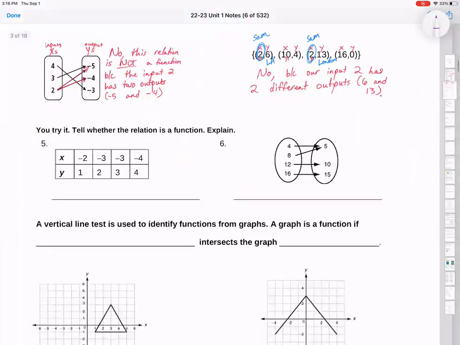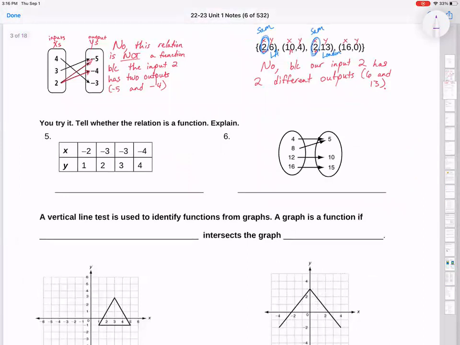All right, what I want you to do now is pause the video, thinking again about people and places. Your X values are your people, and your Y values are your places. Ask yourself, can these people do that? Yes or no? So go ahead, pause the video, and try 5 and 6.